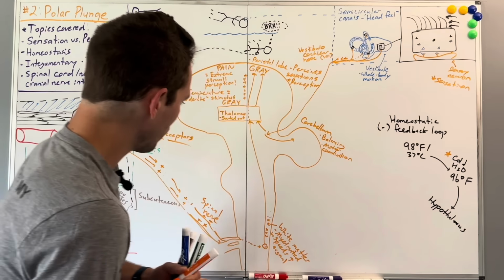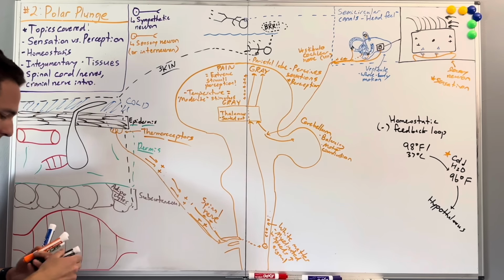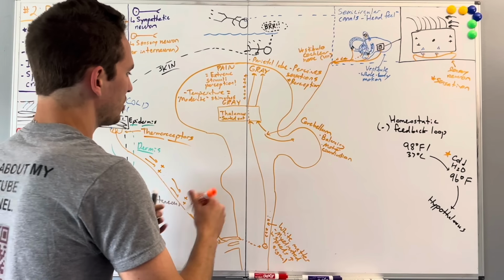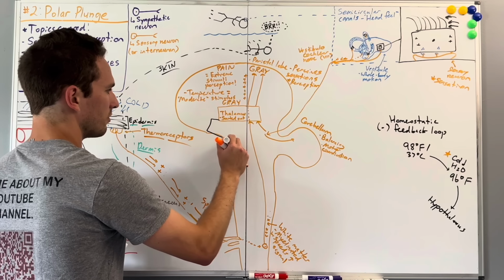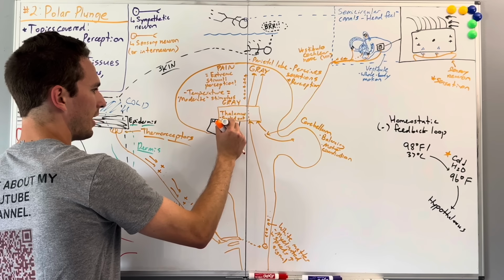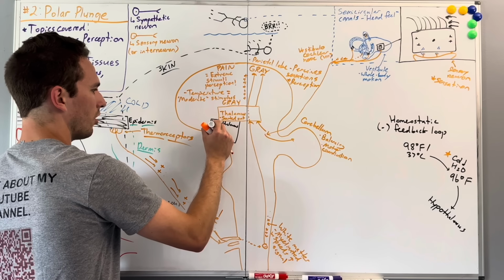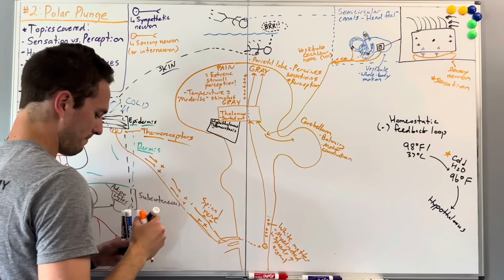So not only did that sensory information come into the spinal cord and go up to here, the thalamus, but we're also going to send that information to a region right here that I'm going to draw in black. We're going to say this is a very important region. This is called the hypothalamus. And I always remember the hypothalamus deals with homeostasis. Homeostasis. They both start with the letter H, okay?